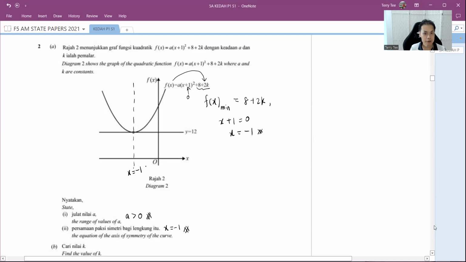And lastly, you want to find the value of k, right? Now we know based on this, your minimum value is 12. And this happens when your f(x) here is 8 plus 2k. You can see it from here, right? This 8 plus 2k is your minimum value, and it's the same as 12. So I'm basically comparing the minimum value I got from this equation here, versus the minimum value I got from my graph. So let's bring over, 2k is now 12 minus 8, which gives us 4, and k is just 2. Let me write here, k equals 2. Fairly simple.